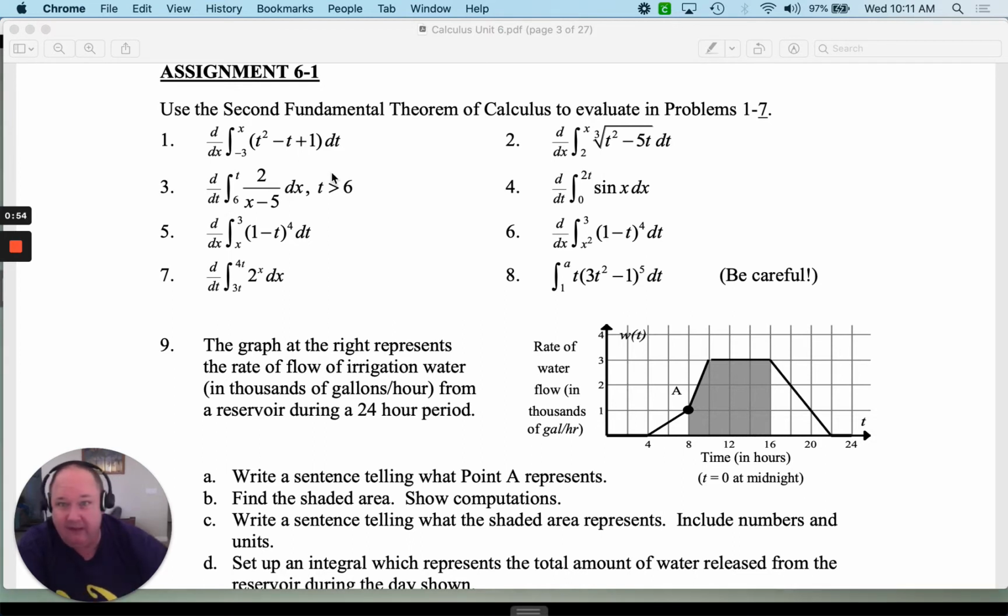For number 1, the answer is just x squared subtract x plus 1. Done. So all you do is any constant to x, replace every t with x, and it's done. Here, any constant to x, take out the variable t, put in x, and you have your answer. That's the cube root of x squared minus 5x. Done. Number 3.